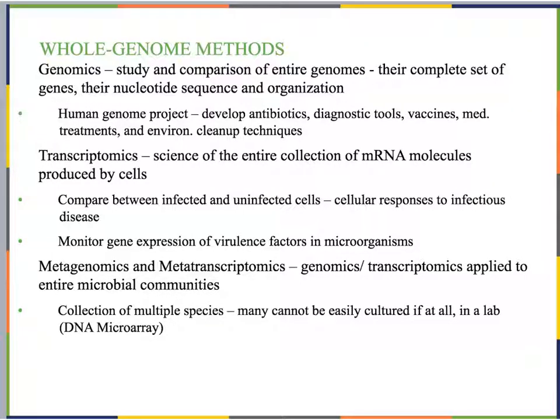Now, if we move over to the mRNA that we talked about as well, the entire collection of mRNA molecules produced by a cell is called transcriptomics. So if we are studying the mRNA molecules produced by cells, that's transcriptomics compared to genomics. For example, comparing infected cells and uninfected cells: what kind of cellular responses are we getting? Because if we're looking at the mRNA, remember that's just what's expressed. Genomics looks at the genes, but here we're looking at what's actually being expressed in one organism compared to another, or between infected and uninfected cells within an organism.